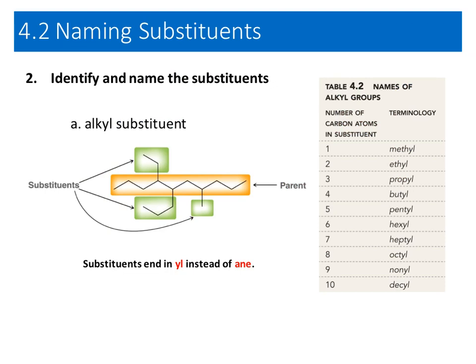After identifying the parent chain, we need to identify the substituents. Substituents are the groups that are attached to the parent chain. We can have different types of substituents, for example alkyl substituents. If you look at this structure, this longest chain is my parent chain, and all of these groups attached to the parent chain are substituents.